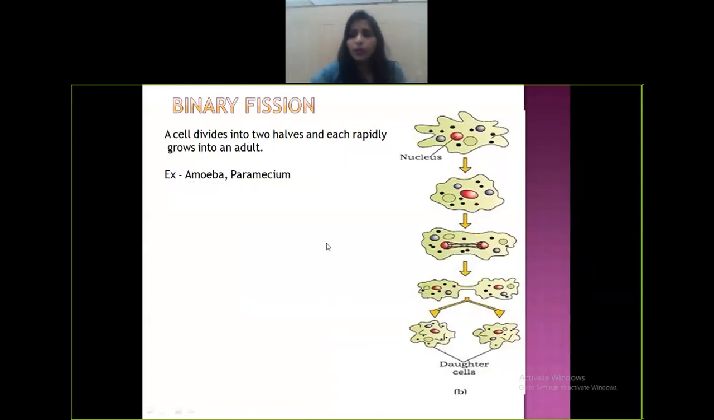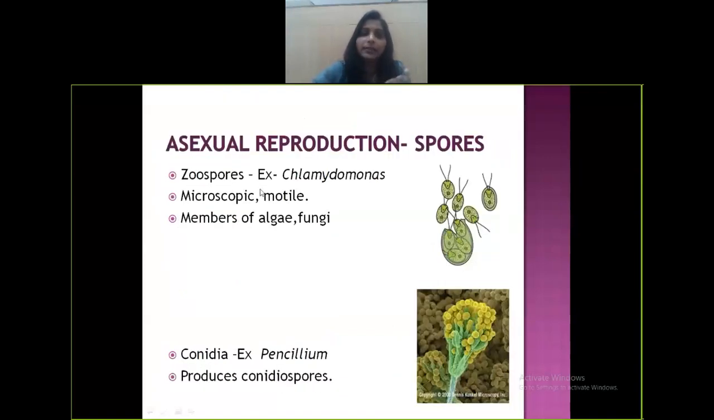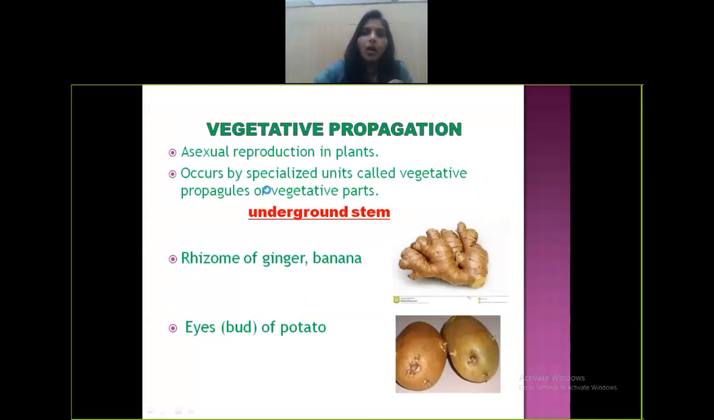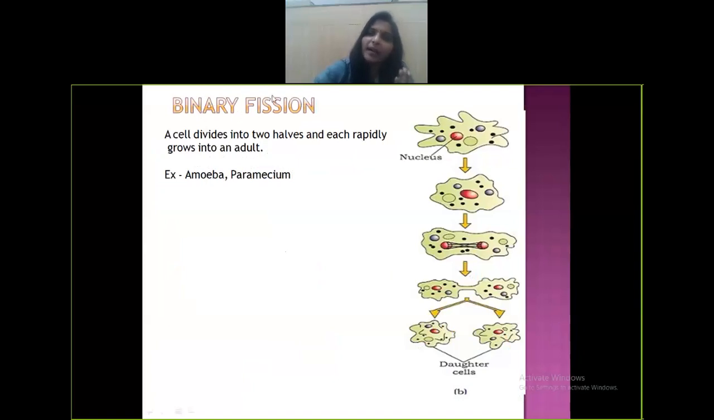We are going to learn the different types of asexual reproduction: first binary fission, then budding, zoospores, conidia, fragmentation, and then encystation and sporulation. All these are the different types of asexual reproduction. So let's take one by one. First one, binary fission. What is the meaning of binary fission? Binary: 2, multiple of 2. So what happens over here? See, the picture is self-explanatory. You can see here, there's a single amoeba. So basically we refer to amoeba as a single cell.